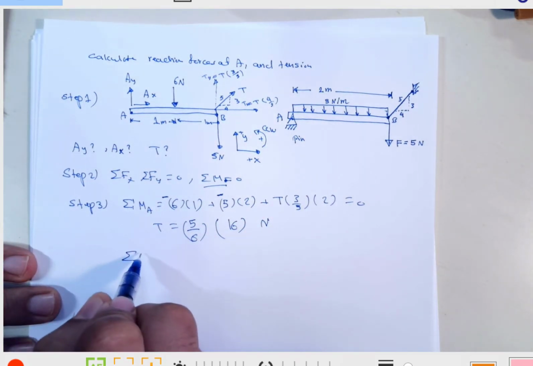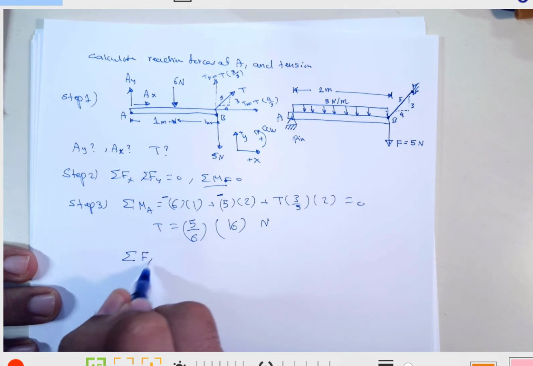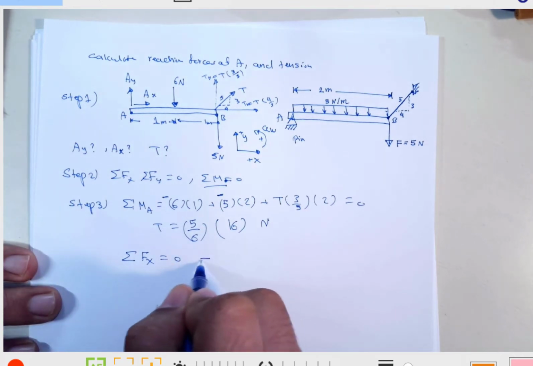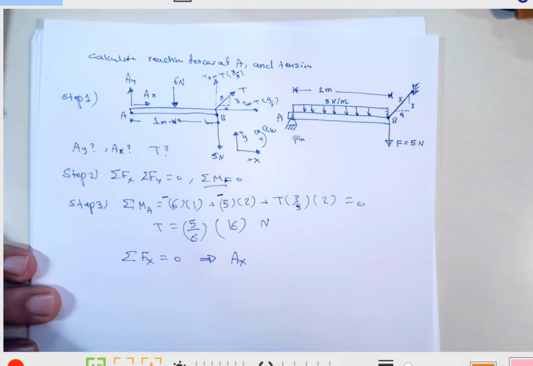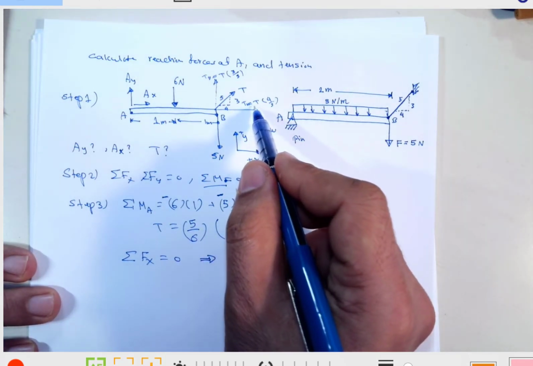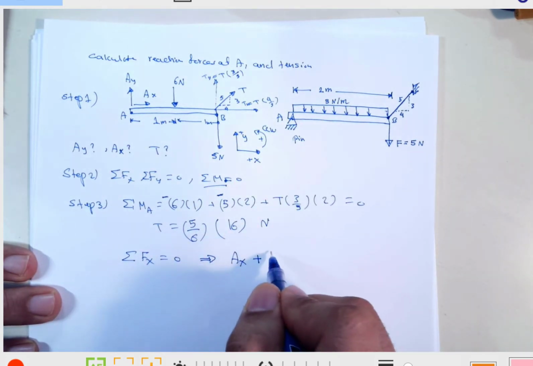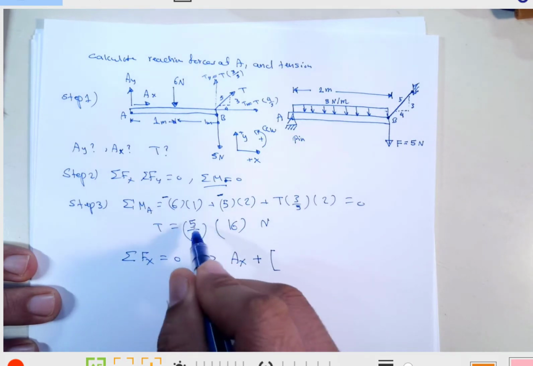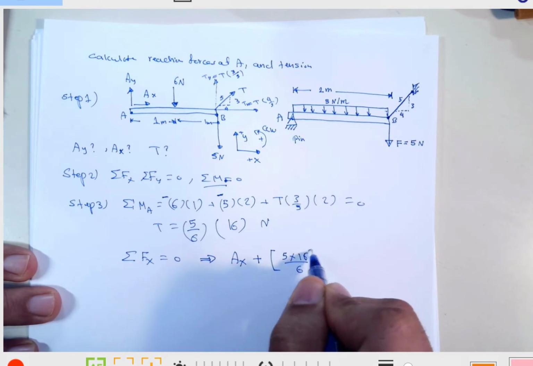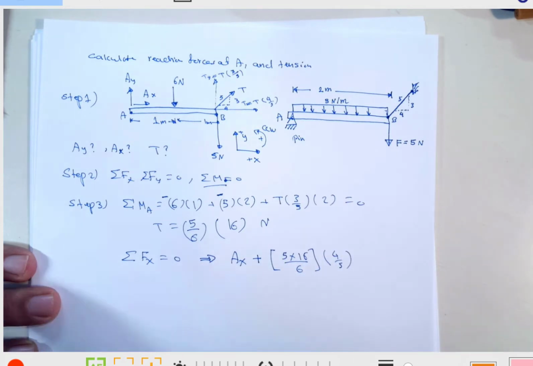Now you can apply a summation of forces in x equal to 0 that helps you to determine how much AX. You have AX, which is unknown, plus Tx, which is T, which we already found. It's 5 by 16 over 6 multiplied by 4 over 5 equal to 0.